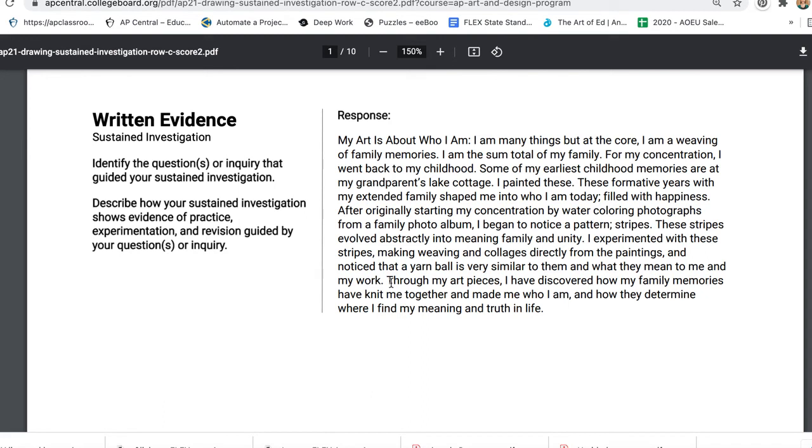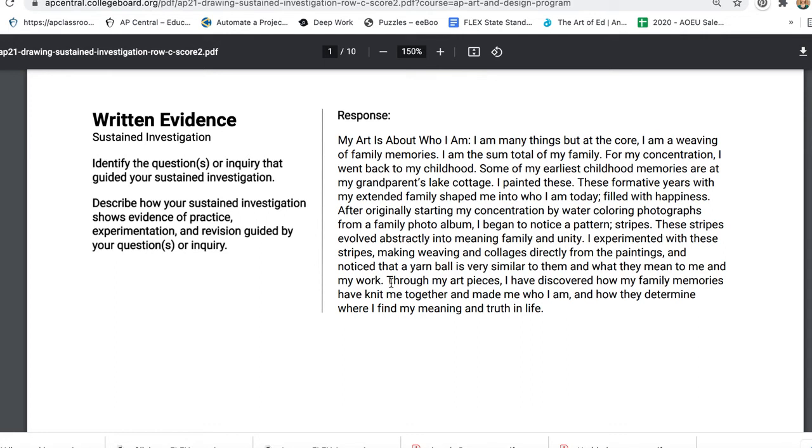My art is about who I am. I am many things, but at the core, I am a weaving of family memories. I am the sum total of my family. For my concentration, I went back to my childhood. Some of my earliest childhood memories are at my grandparents' lake cottage. I painted these. These formative years with my extended family shaped me into who I am today, filled with happiness.